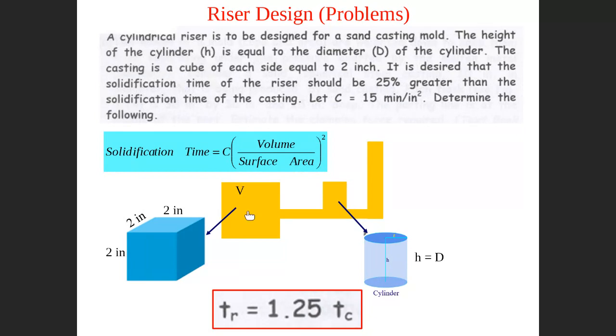The casting is here. This is the main cavity. The casting is a cube. Each side equals 2, meaning 2, 2, and 2. 2 inch, 2 inch, 2 inch. Of course, in an example we are not using inches but the metric system. But anyway, this is an example. So every side is 2 inch.